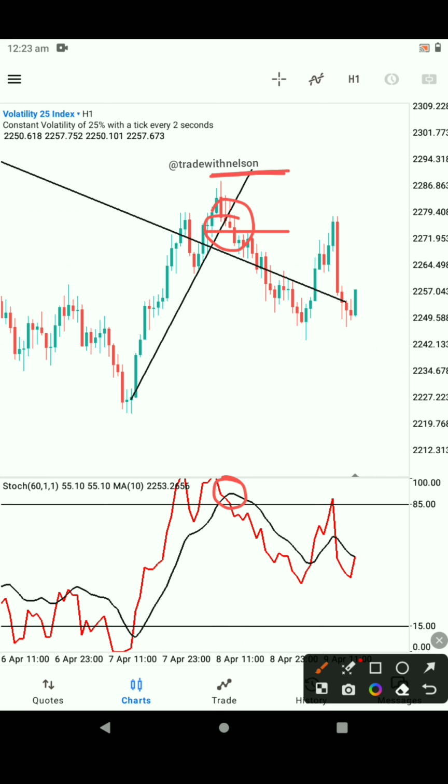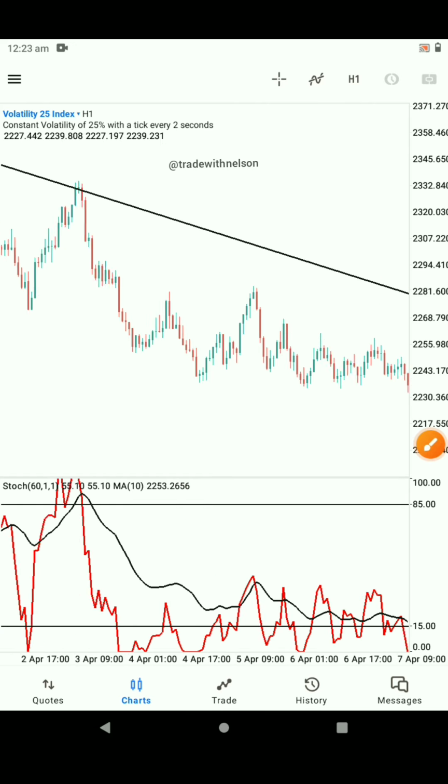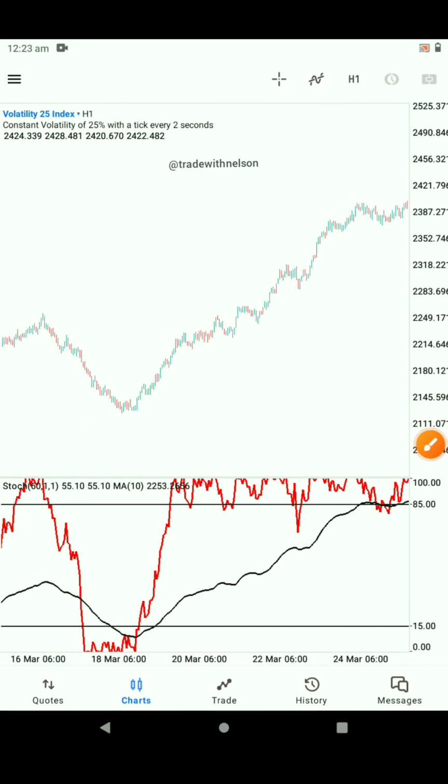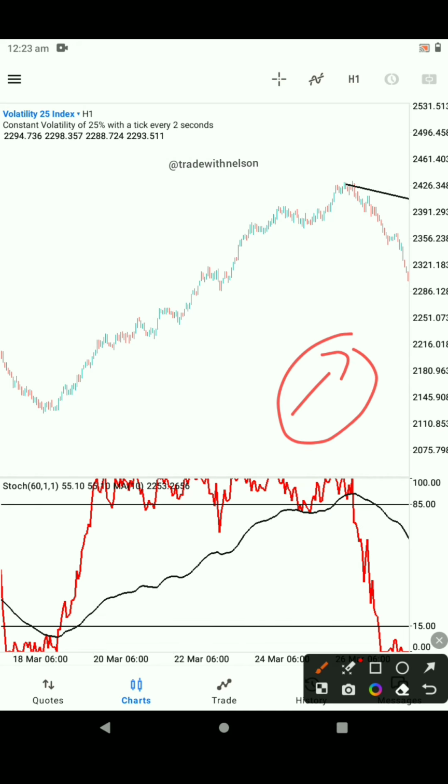Stop loss will be above this high. You see how the market comes to retest a particular order block and it is dropping to the downside. So your target will be this level over here. Hope you understand what I am saying. So everything I am saying here is opposite to when you are buying to the upside.